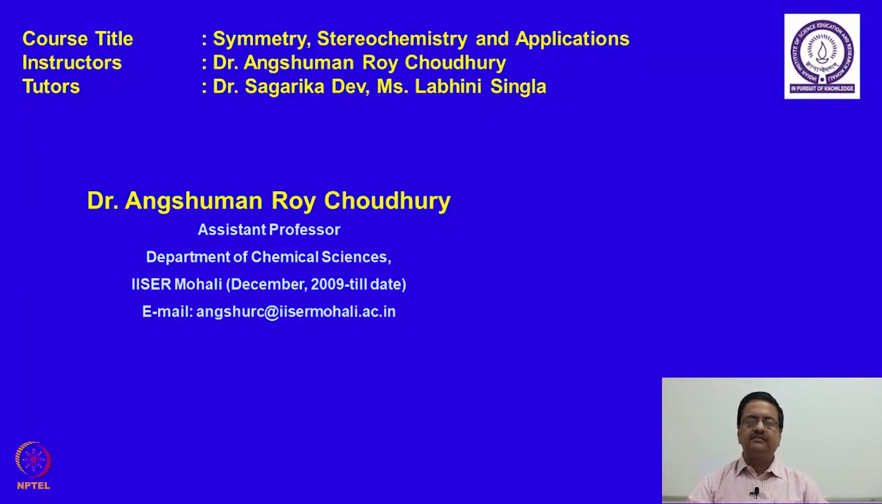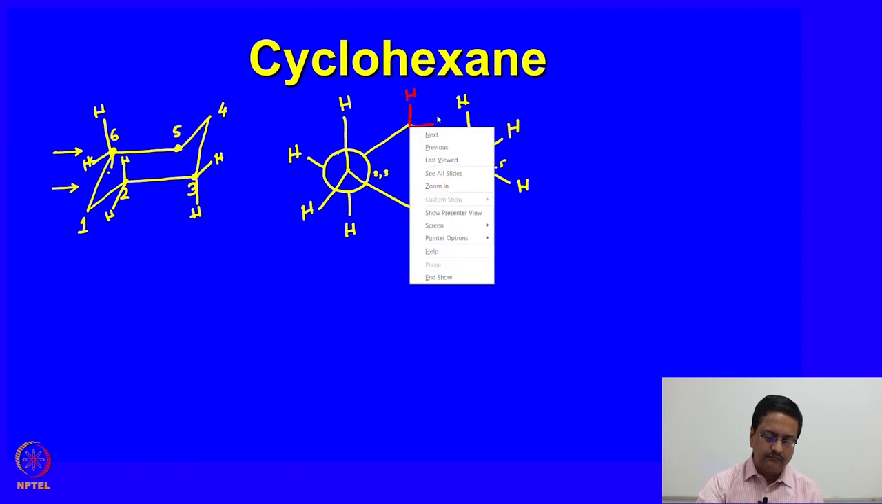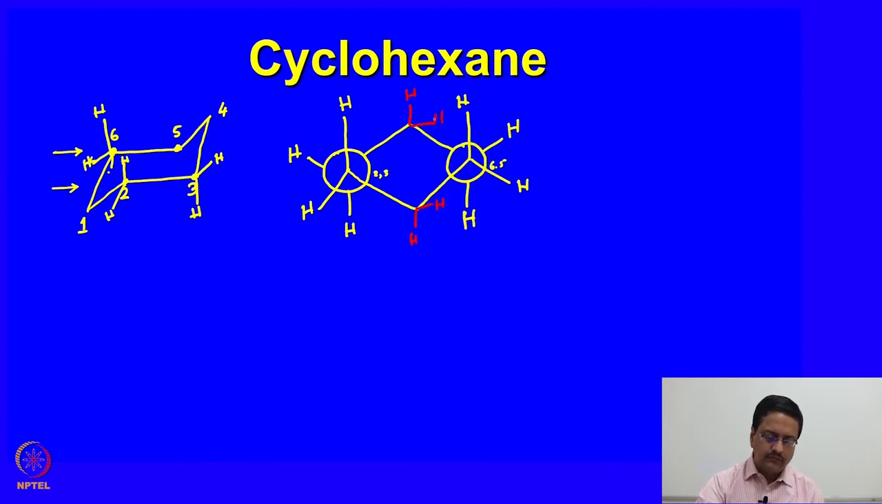Welcome back to the course on Symmetry, Stereochemistry and Applications. In the previous lecture, we were discussing the conformation of cyclohexane in the chair form, and trying to understand how we can draw the molecule using the Newman projection. As you have seen, these two hydrogen atoms on the central carbon atoms are like that, and this is how you should draw the chair form of the cyclohexane molecule.